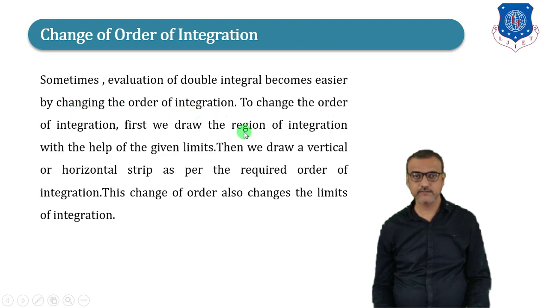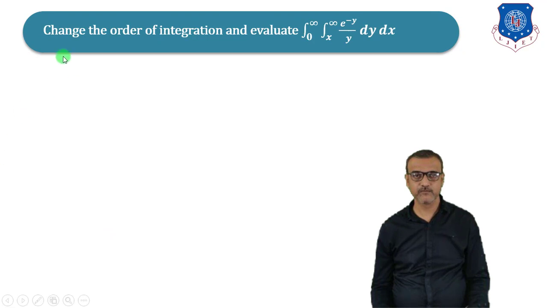To change the order of integration, first we draw the region of integration with the help of the given limits. Then we draw a vertical or horizontal strip as per the required order of integration. This change of order also changes the limits of integration. I will make you understand this with the help of an example. So here we have one example.